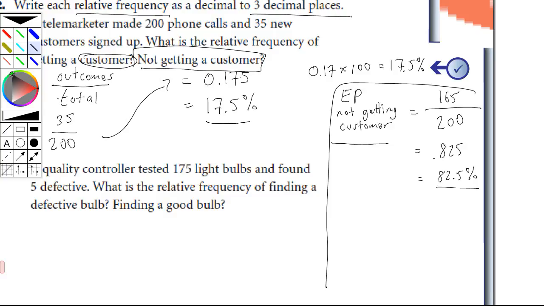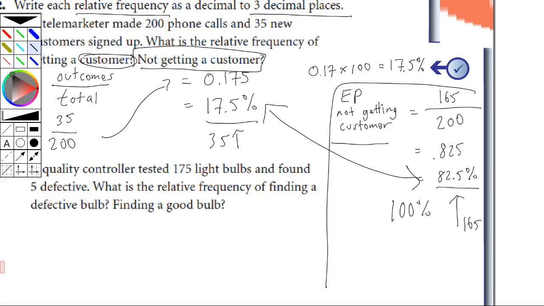Notice that these two numbers together, 17.5 plus 82.5, are going to equal 100%, because that's 100% of our calls. We had 35 calls, which resulted in our 17.5%, and we had the 165 calls that resulted in nobody signing up. That's 82.5. So the other way, instead of going through all this, is you could have simply done 100% minus 17.5%. That would have given you 82.5. So there are 2 ways to find it in this case.